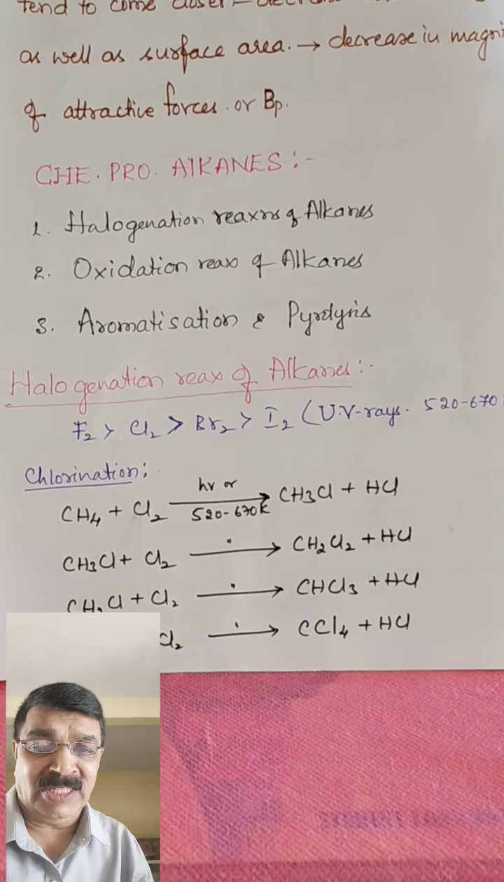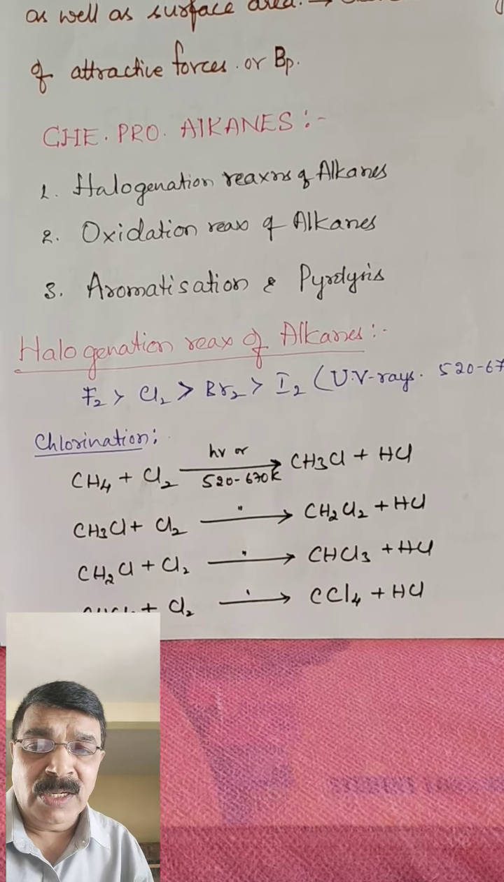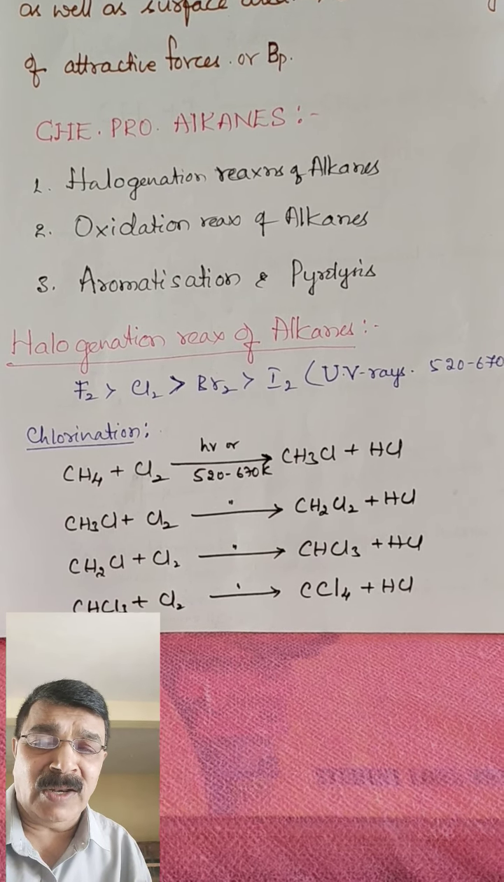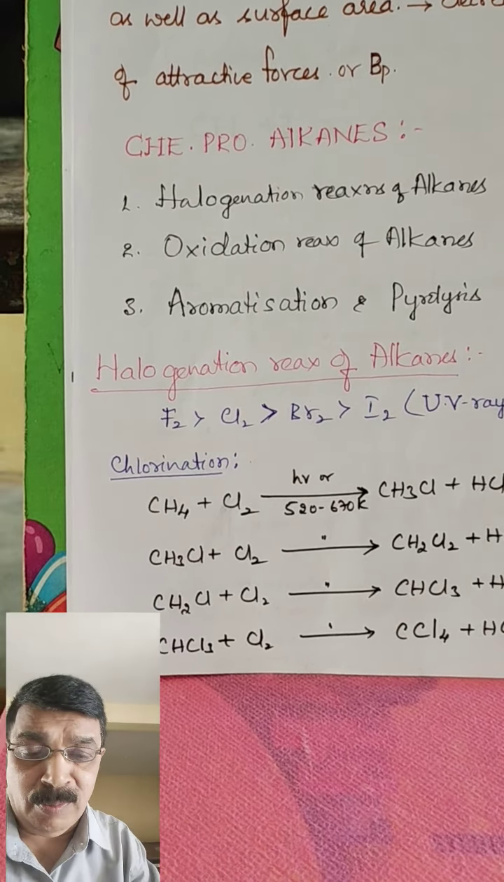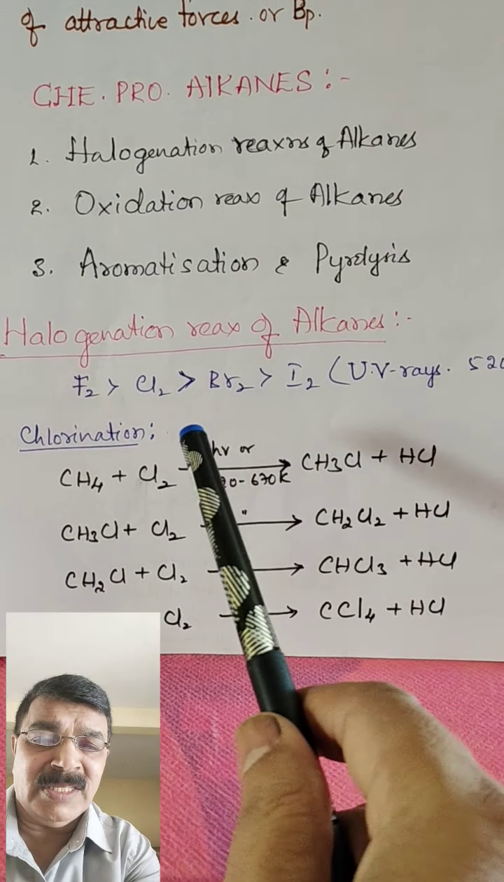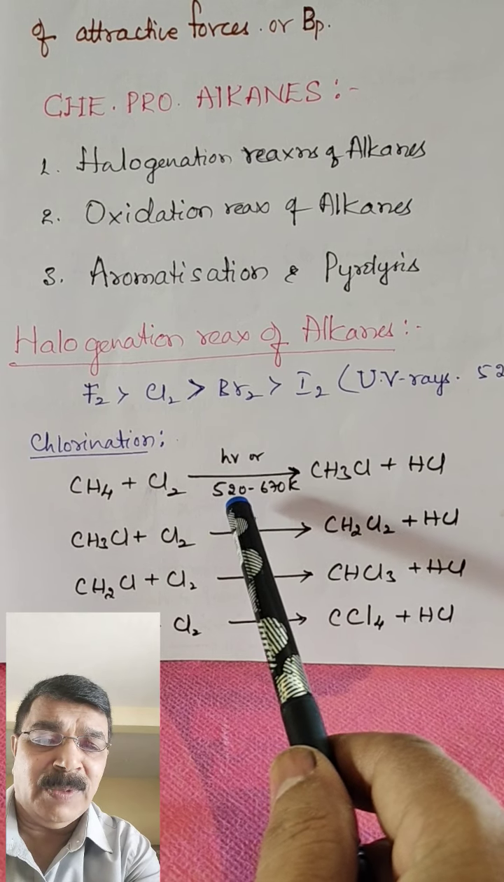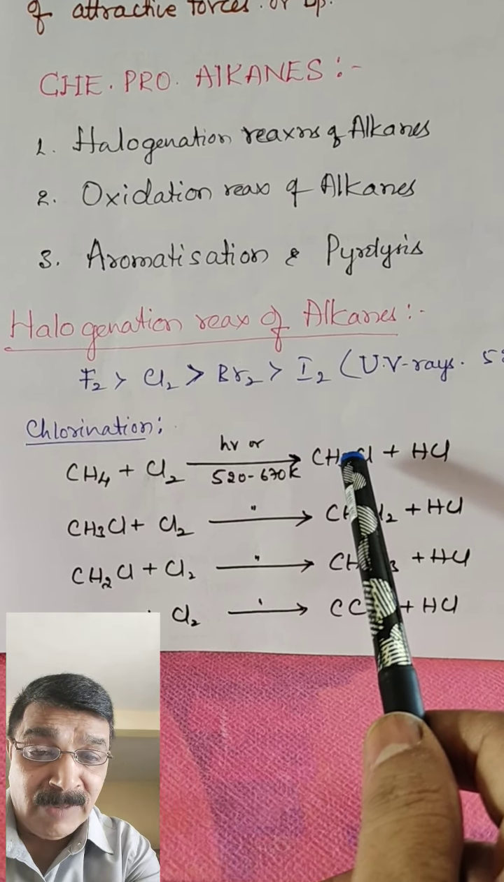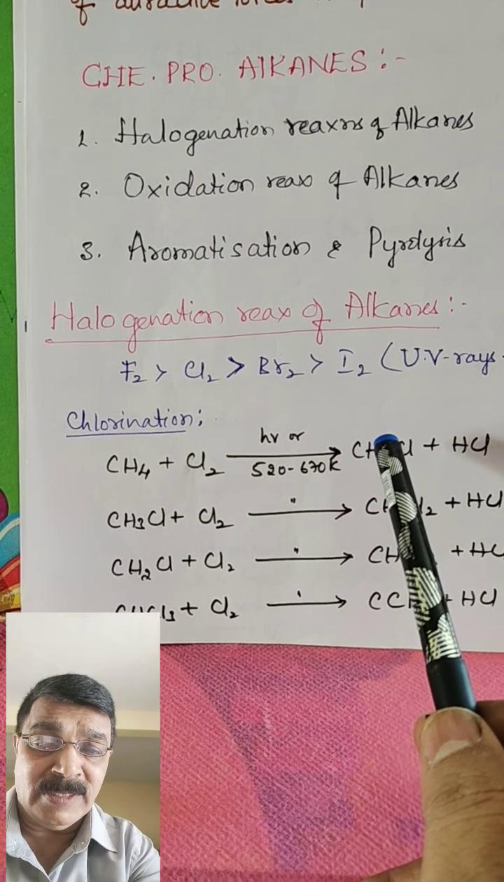First you go for chlorination. What is chlorination? Chlorination means the reaction of chlorine with the continuous chain of alkanes. Take methane plus chlorine. It forms methyl chloride in presence of diffused sunlight, and the temperature is 520 to 670 degree Kelvin. Here, for the next step, listen, dear students.